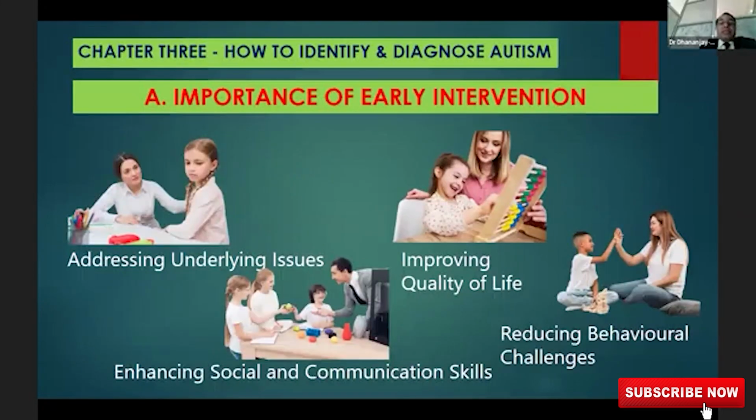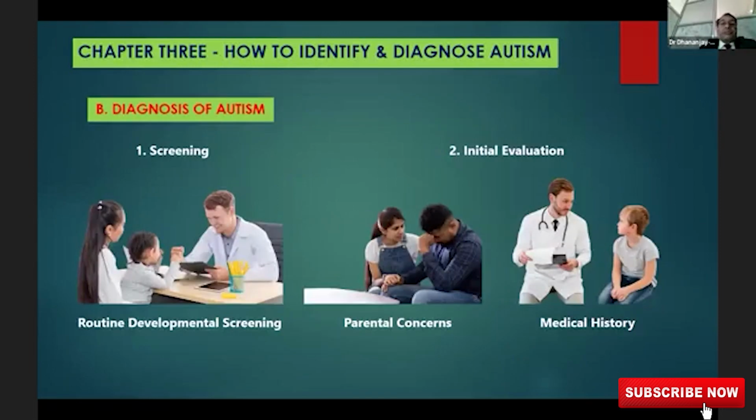Then what is the importance of early intervention? You could address underlying issues, like in addition to autism, the child is also suffering from sleep issues, digestive issues, anxiety, depression, and hyperactivity. Other underlying issues will also be detected timely, and the quality of life of a child could be improved, challenges will be reduced, and social and communication skills will also be improved by early intervention.